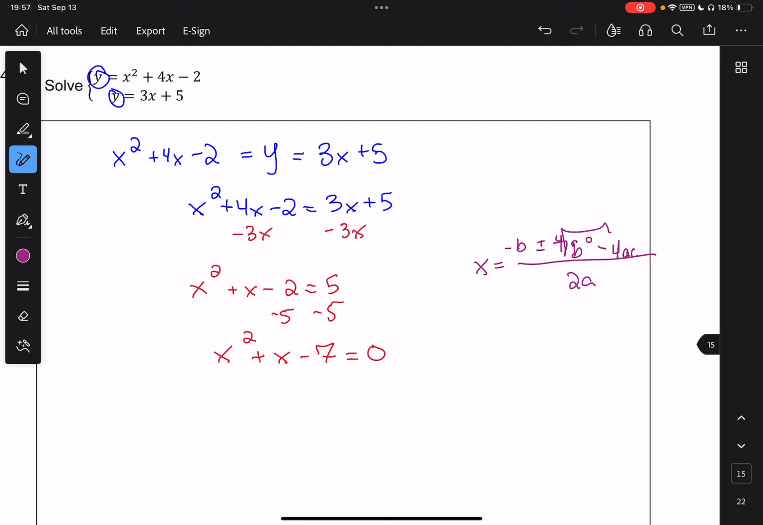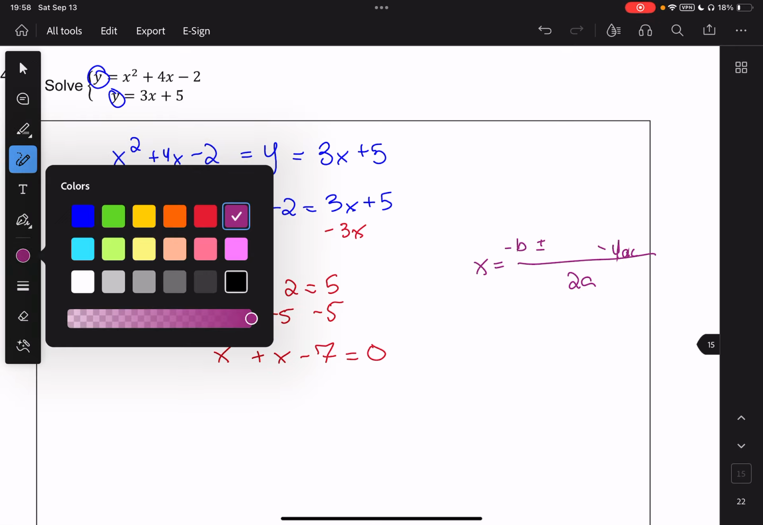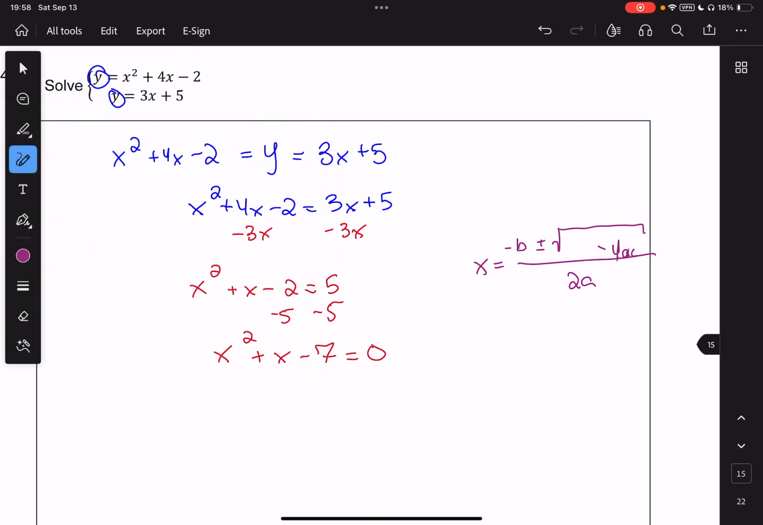This is very important to remember. Okay, let me rewrite that. That got a little messy. It is negative b plus or minus the square root of b squared minus 4ac all over 2a. x equals, well, what's our b? So a is 1, b is 1, c is -7.